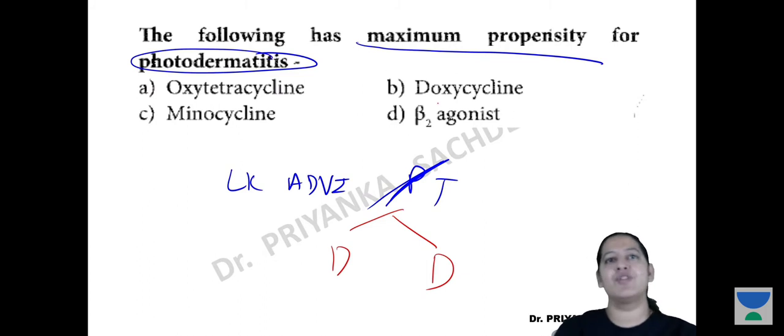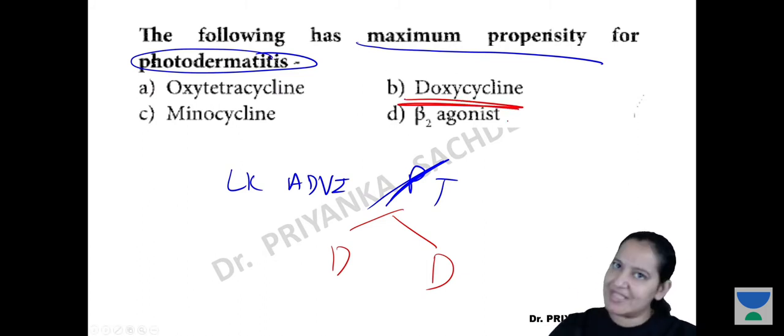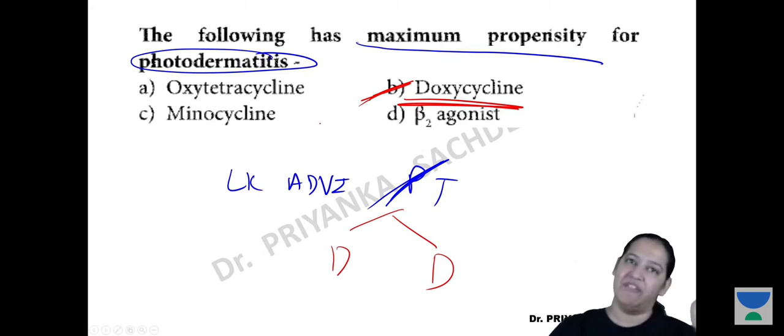So see the options. Doxycycline is given in the options. Demeclo is not given. If demeclo were given, that would also be right. So the correct answer here is B. Doxy and demeclo both cause phototoxicity. Yes Khushi, yes Patel, everyone is right. Very good. The correct answer here is B.